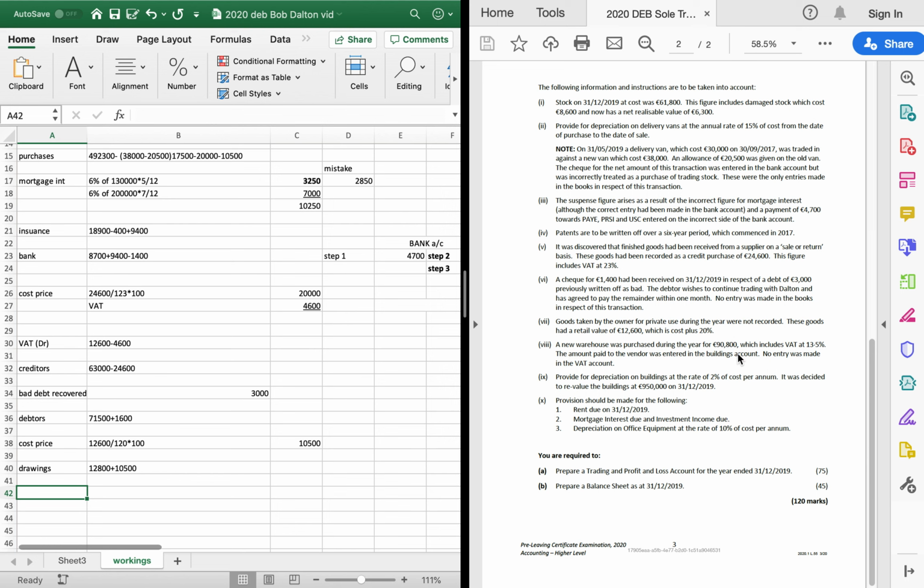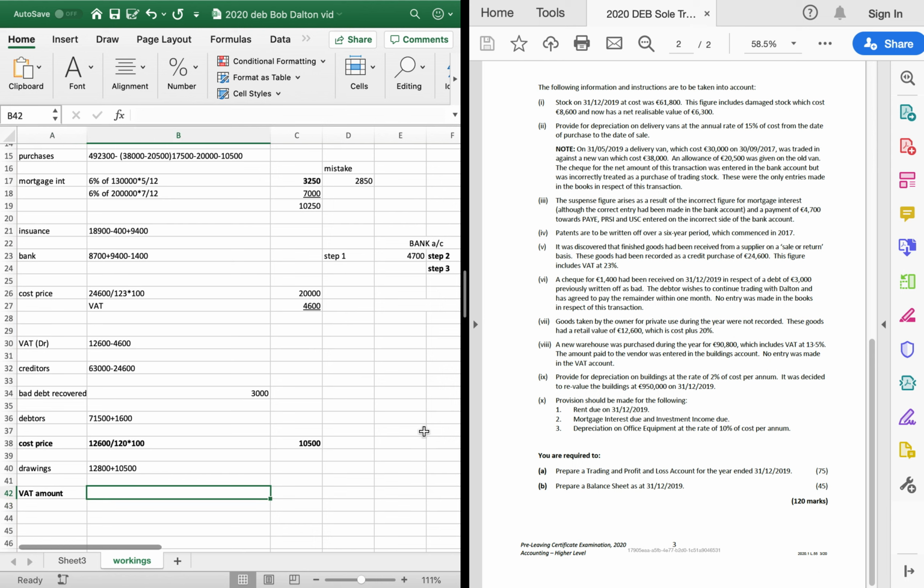I'll just work it out here. Again, we're going to use this figure, but it's a bit like the cost price thing here. We're not going to use it in our answer. We'll just use it as another working within the working.